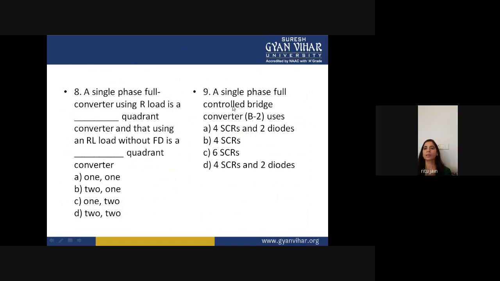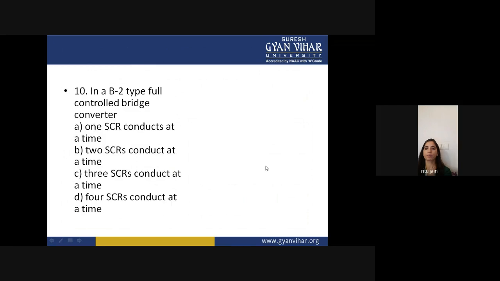Now, a single phase full controlled bridge converter B2 uses 4 SCRs. Okay, the bridge type converter we have already discussed. Now the last question is, in a B2 type full controlled bridge converter, how many SCRs conduct at a time: one, two, three, or four? Two SCRs conduct at a time.